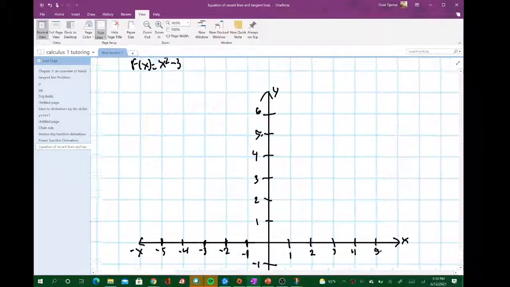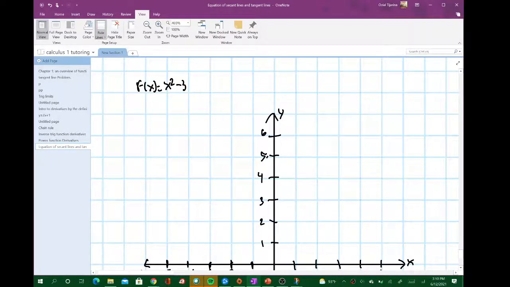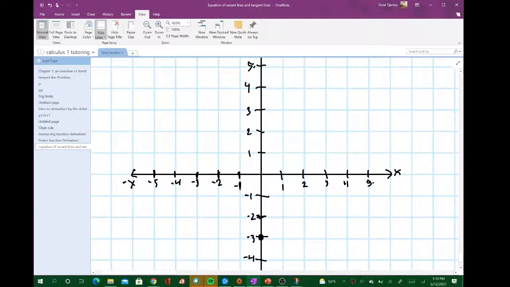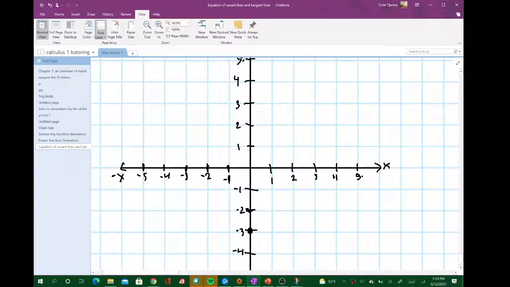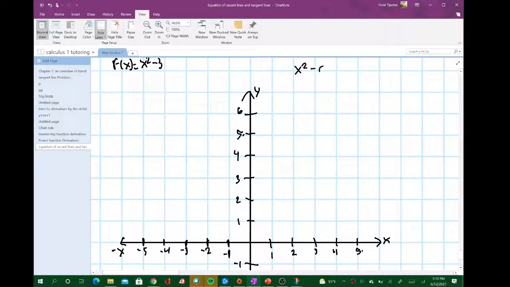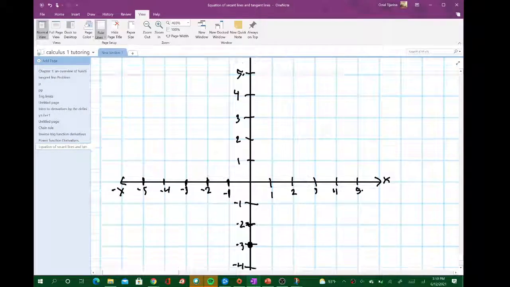If we do x squared minus 3, in reality, the vertex is 0, negative 3, because anytime you have it of the form x squared minus c, or plus or minus c, the vertex is just 0, comma, plus or minus c. That's just how it is.